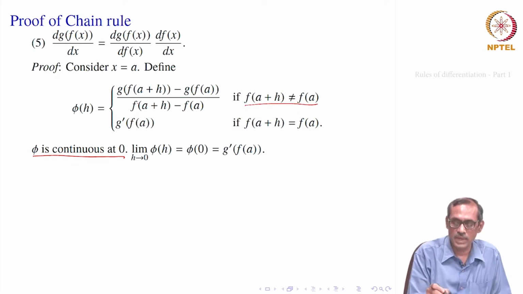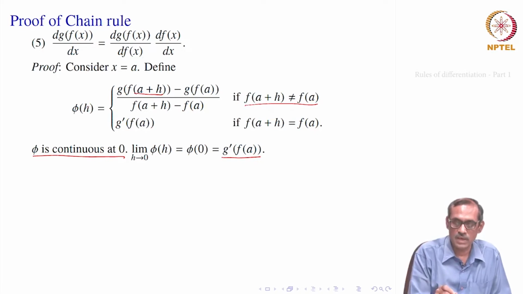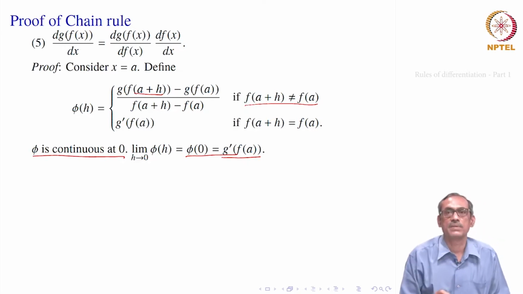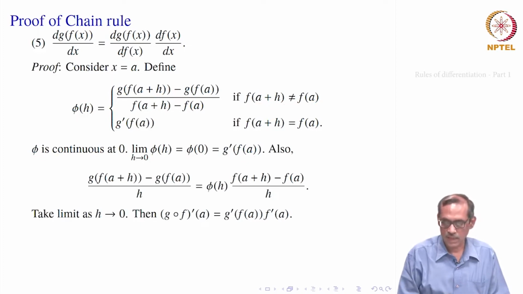Now, when you take the limit of h goes to 0, this is really the derivative, right. So, that gives the derivative g prime at f of a as h goes to 0. So, you get g prime of f of a, but that according to our definition is phi of 0, because f of a plus h equals f of a at h equal to 0. So, that is equal to phi of 0. Since this limit is equal to phi of 0 as h goes to 0, we say that phi is continuous at 0. Okay. So, this is one property of phi, it is continuous.